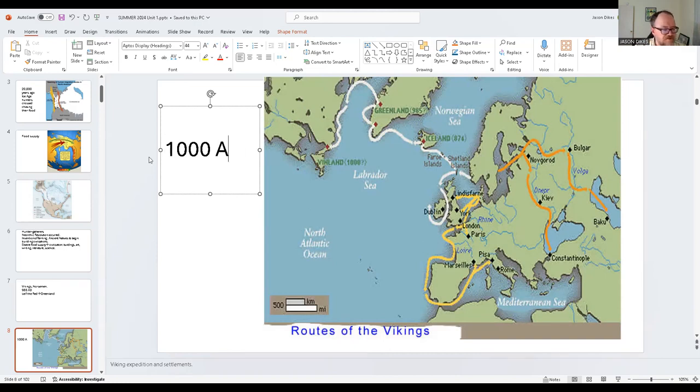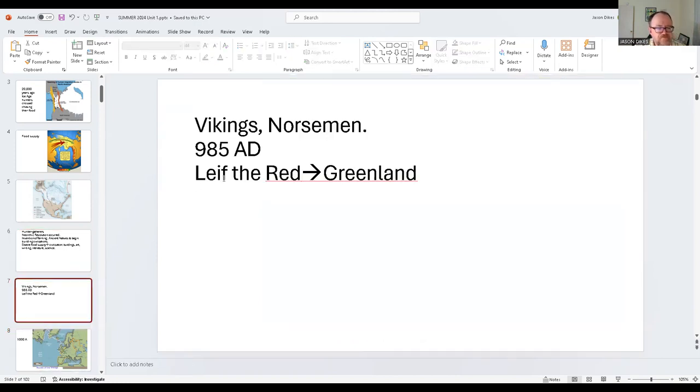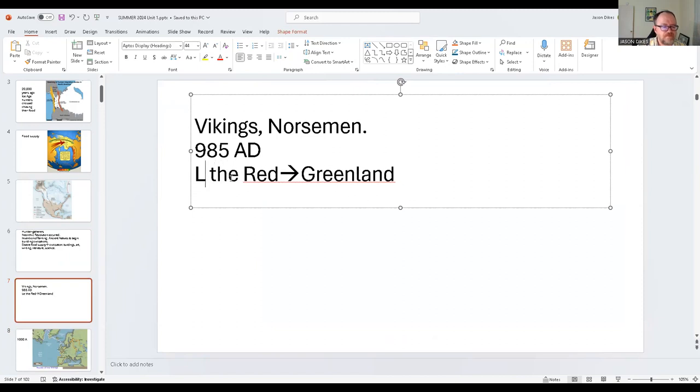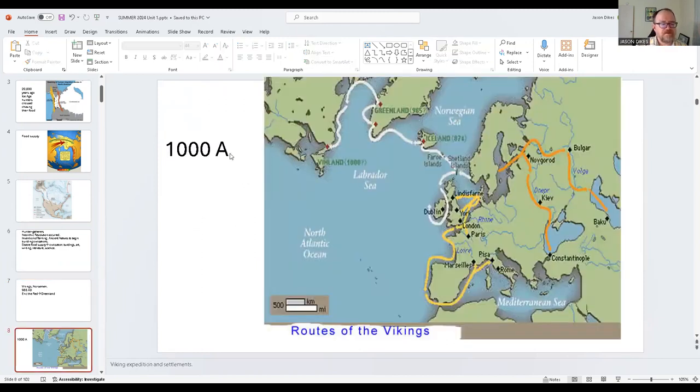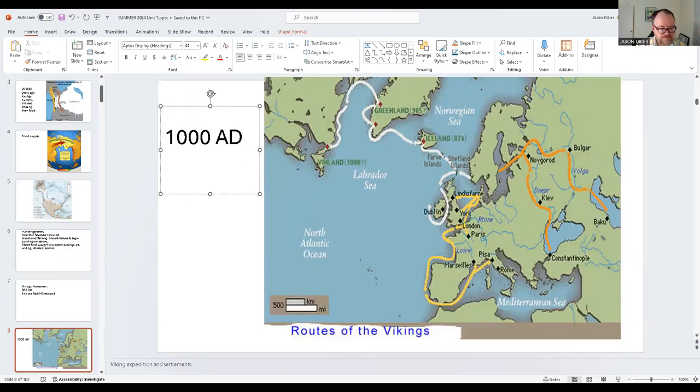And then about 15 years later, so around 1000 AD, his son, hang on, I got these names wrong here. Okay, this is Eric the Red, my bad. And then the son, Leif the Red, or Leif Erikson, landed in a spot he called Vinland, which is right here, just off the coast of Canada.